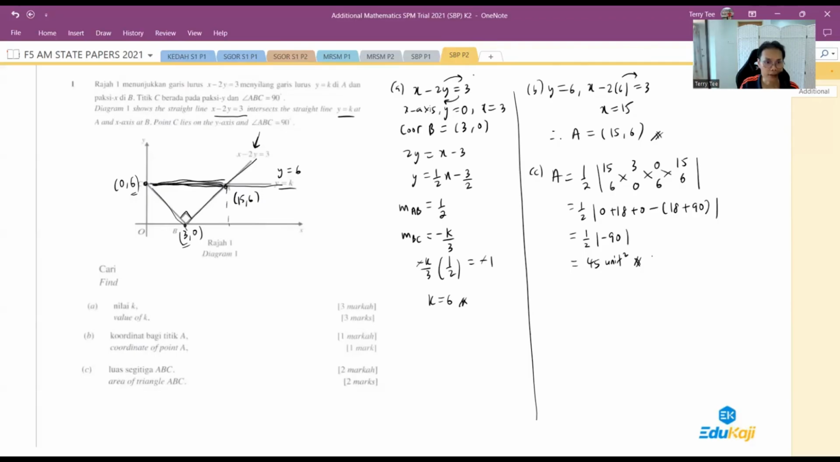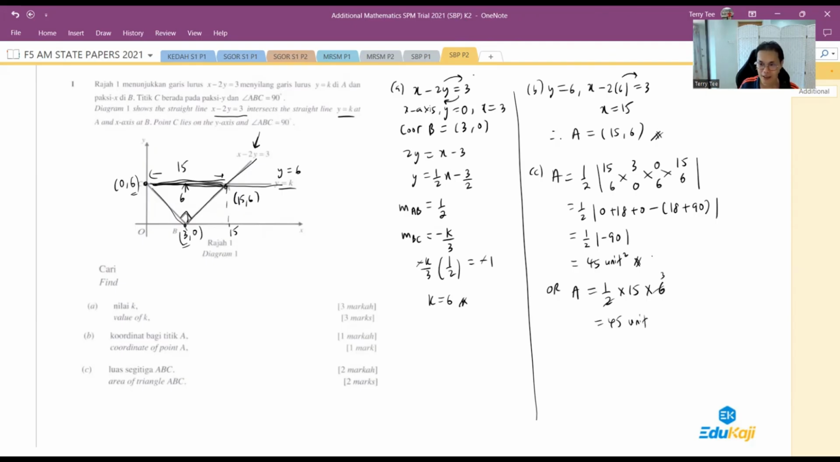Well, if this is 15, meaning the length from here to here is 15, and we know this is 6, right? Because the value of k is 6. So why don't we use half times base times height, which is so much easier? Your base is 15, your height is 6. We cancel this, 3. 15 times 3, 45.